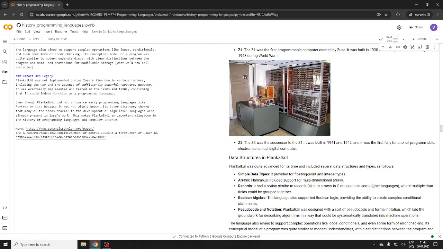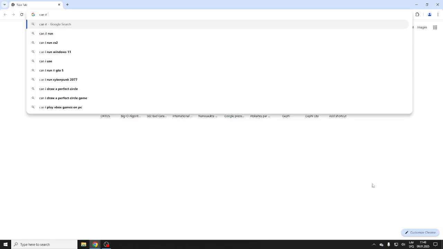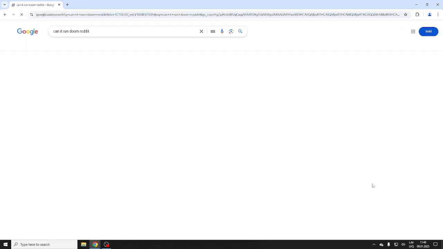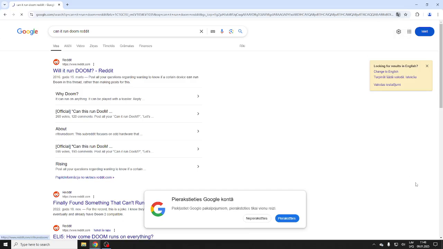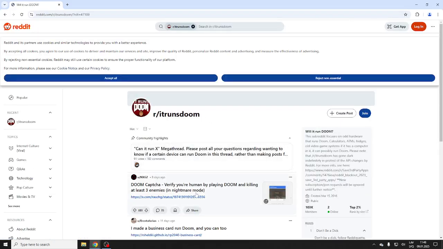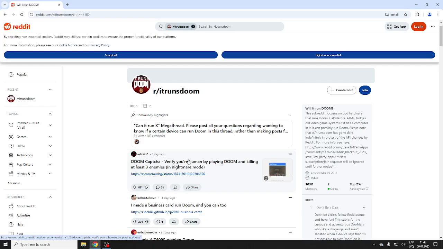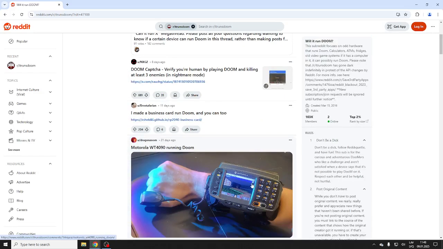You speak about Tetris in Excel. I said about Doom 1 on a freezer. Oh yeah, you can do that. That's another thing. Can it run Doom, right? Can it run Doom? On Reddit, there's one. It runs Doom, right? I check every few months to see what new devices they have. There's some really cool ones.